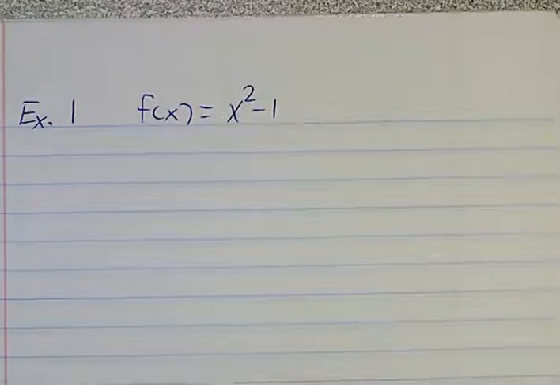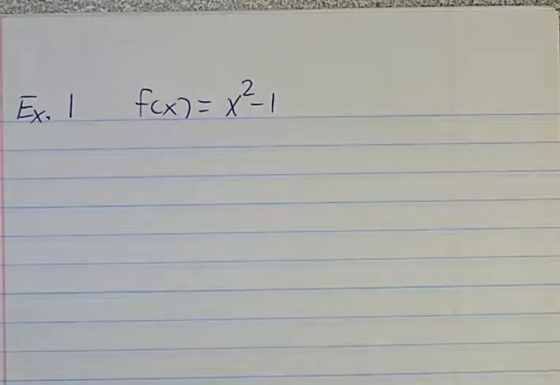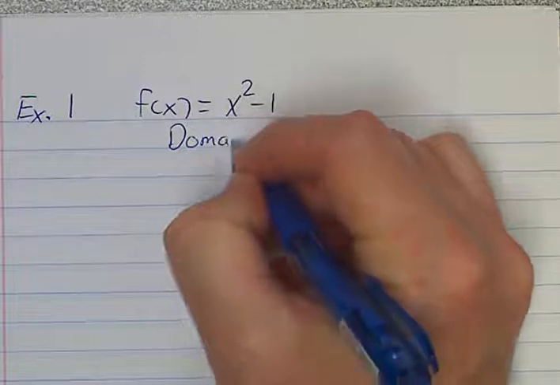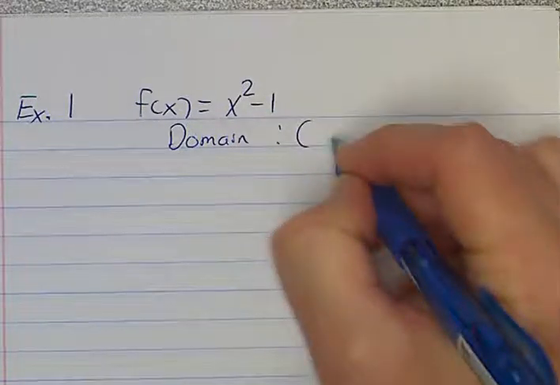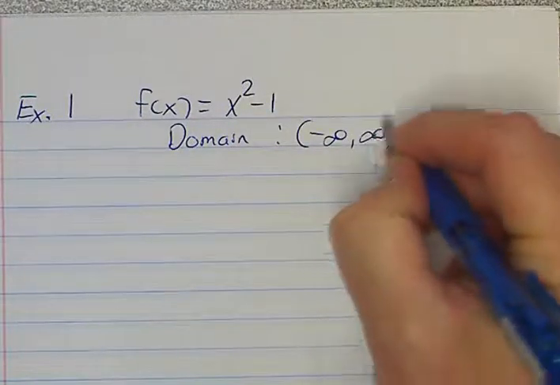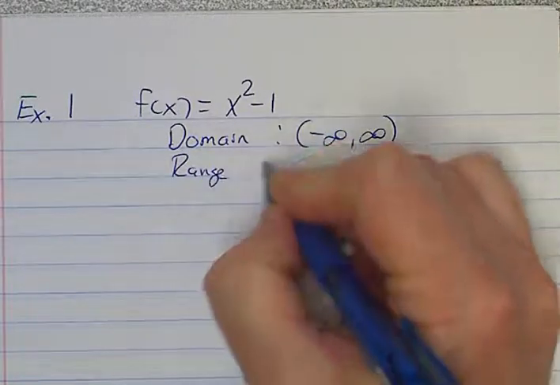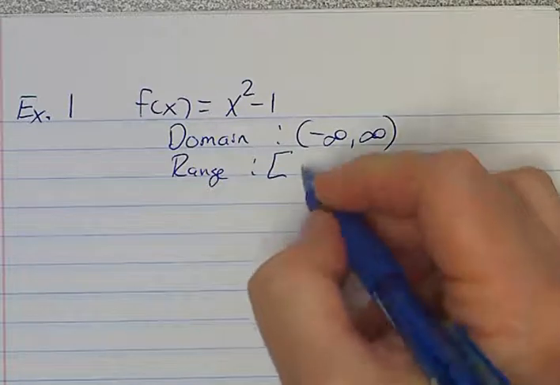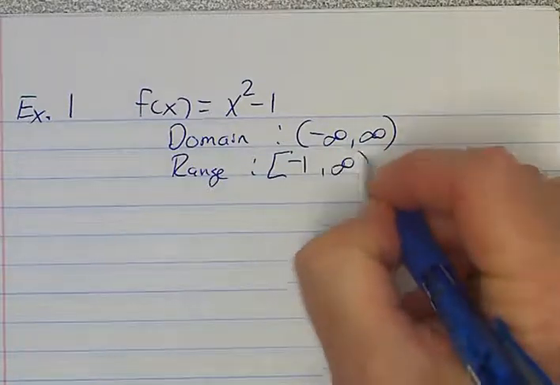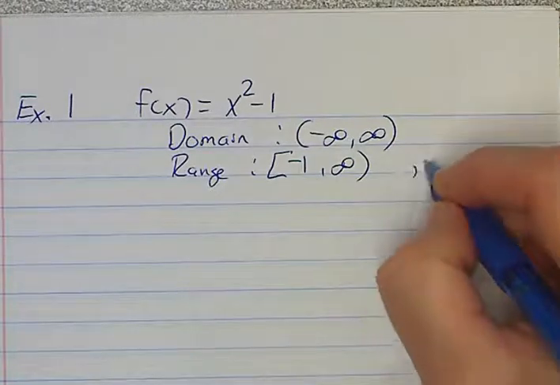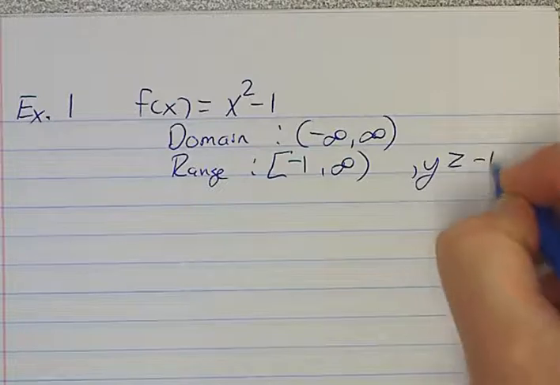Okay, so we'll go through this. We're going to give you one function here where f of x is x squared minus 1. They're going to tell us that the domain is negative infinity to infinity. And then the range would be negative 1 to infinity. Or at the same time, they may also say that y is greater than or equal to negative 1.